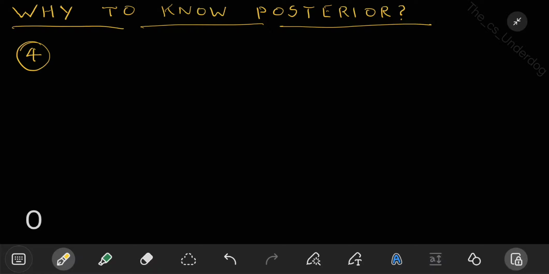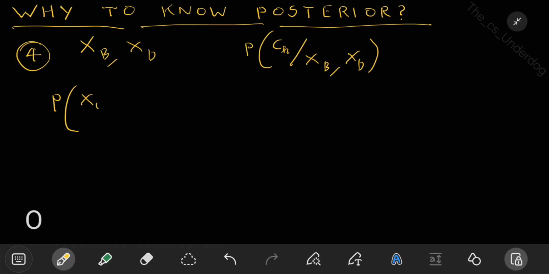So there are two inputs, XB and XD, and what you finally want to find is the posterior P of CK given XB, XD, right? So the first thing, let us take P of XB, XD given CK. This is the class conditional density. What is the speciality of this?